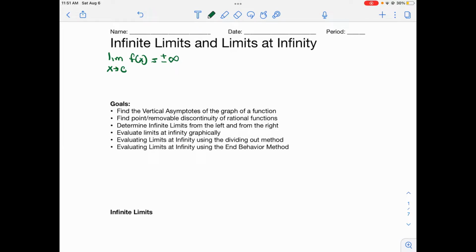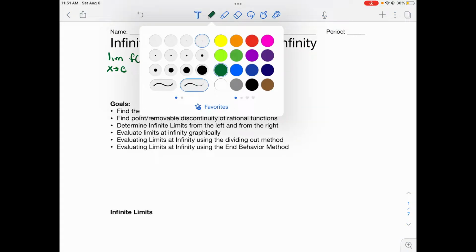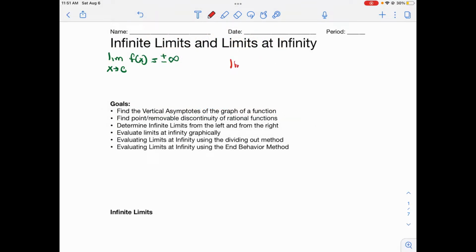Limits at infinity, on the other hand, is when you are doing a problem in which you have the limit as x goes to plus or minus infinity of a function. And this could either be equal to L, or limits at infinity could also be infinite limits and equal to plus or minus infinity, either positive infinity or negative infinity. Okay, and so look at these two main types.